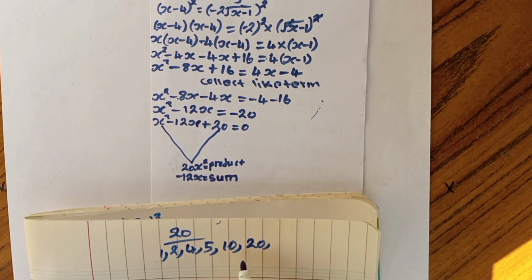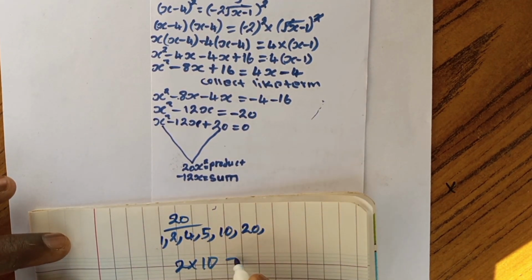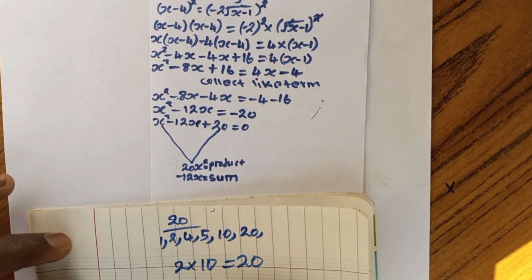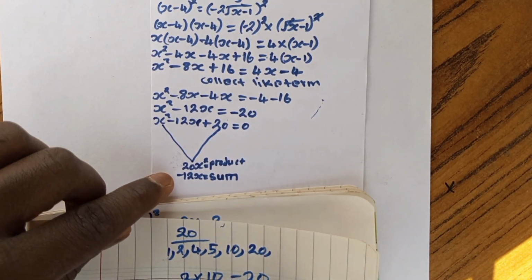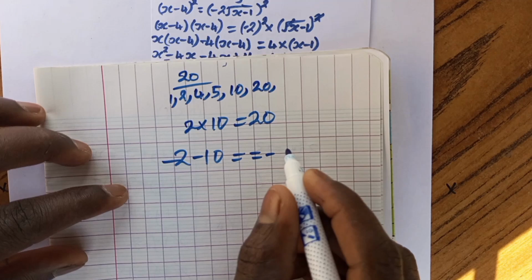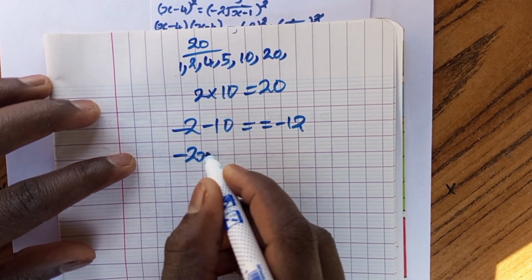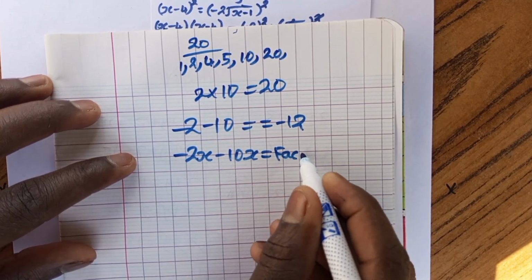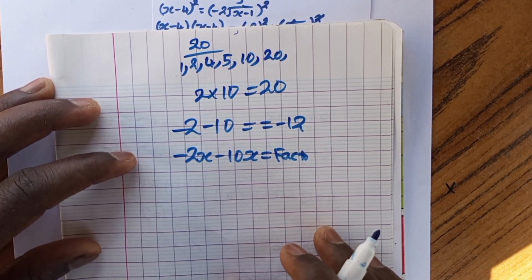Now we say 2 times 10, we get what? 20. So which sign we are going to use so that we can get minus 12? We can use minus and minus so that we get minus 12. Meaning we are going to say what? Minus 2x minus 10x as our factors.